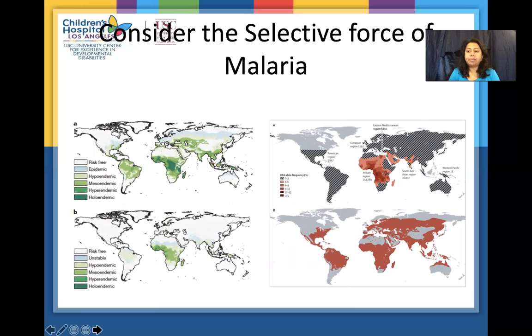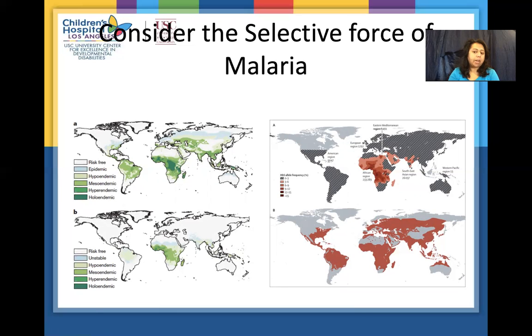And so when you think about, for instance, the selective force of malaria, on the left are all the regions in the world where malaria is prevalent. So the darker the green, the more malaria there is. And of course, this tends to be around the equator because of the way that mosquito populations are continuing to evolve. As far as the carriage of sickle cell carrier, we see that it also follows a very similar pattern and tends to have a fairly high prevalence around the equator.